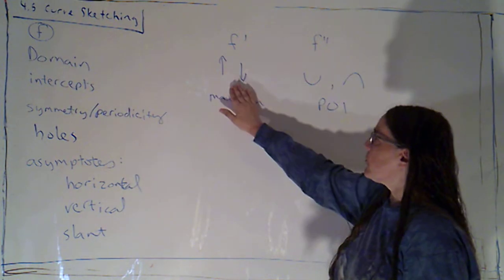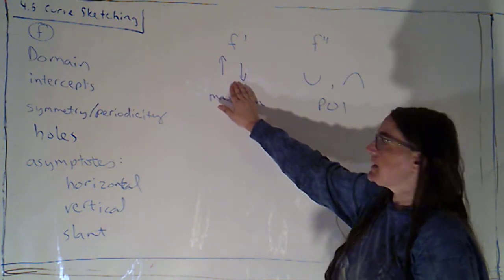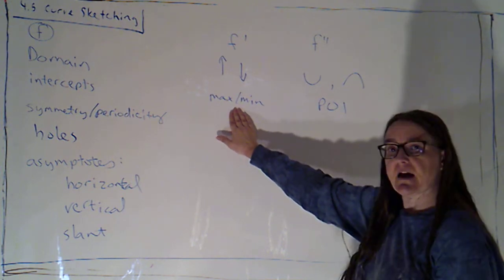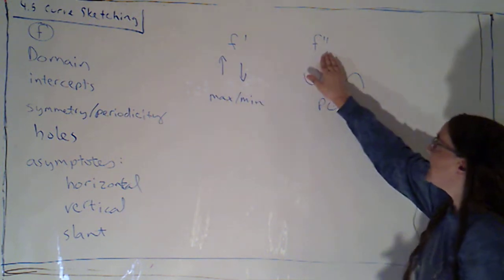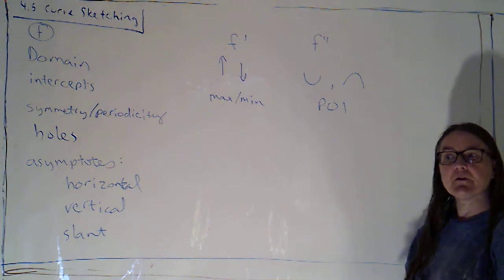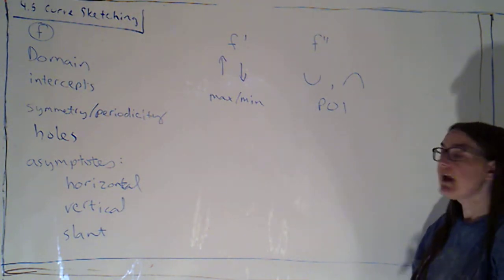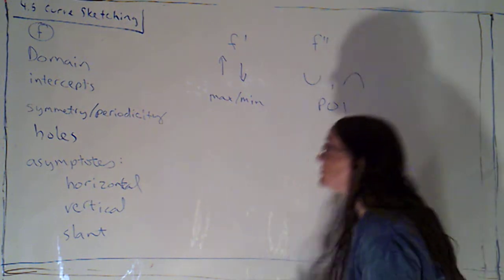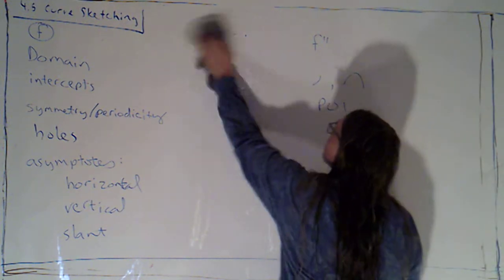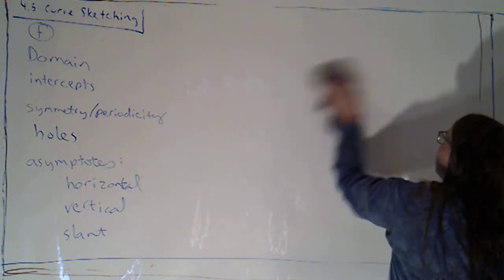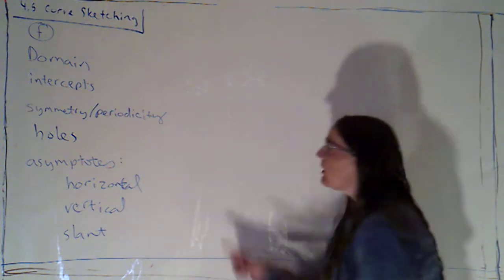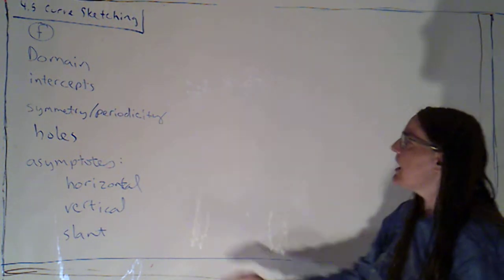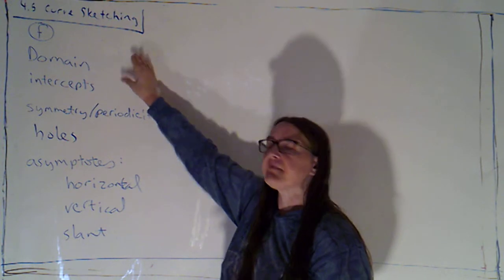From f prime, of course, we'll find out when the function is increasing and decreasing and the location and value of the maxes and mins. And then from the second derivative, we'll get the intervals where it's concave up and down and the points of inflection. Okay. Now, we spent the last two sections really focusing on what the derivatives tell us. So I want to spend this video just reviewing the algebra and a little bit of calculus for what information we can get from f.